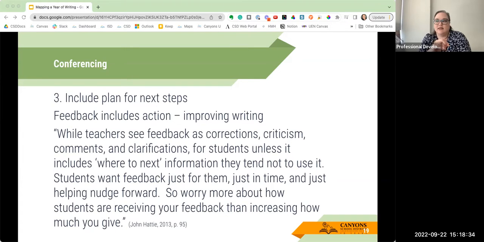I loved this idea that feedback in writing conferences should lead to action on the part of the student. The goal of the writing conference isn't to give feedback. The goal of the writing conference is to improve writing, and they need that action. They quote John Hattie in the book on page 95, and John Hattie said this: while teachers see feedback as corrections, criticism, comments, and clarifications, for students, unless it includes where-to-next information, they tend to not use it. I mean, raise your hand if you've written feedback on a student essay and they look at their grade and throw their paper in the garbage. It's wild, right? So he goes on to say, students want feedback that's just for them, just in time, and just a helping nudge forward.